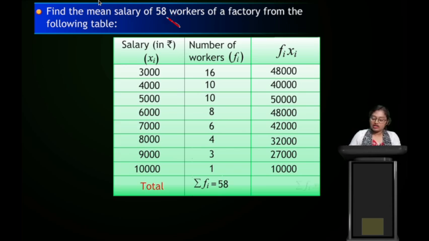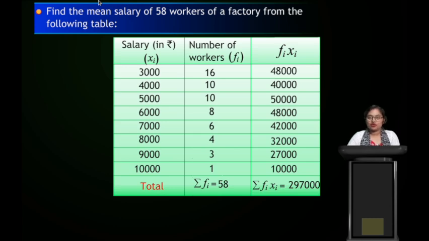Yes, we have to find out summation of fi and xi. So the summation of fi xi here is 2,97,000. So here we have found out summation fi xi and also summation fi. Then what is the next step?